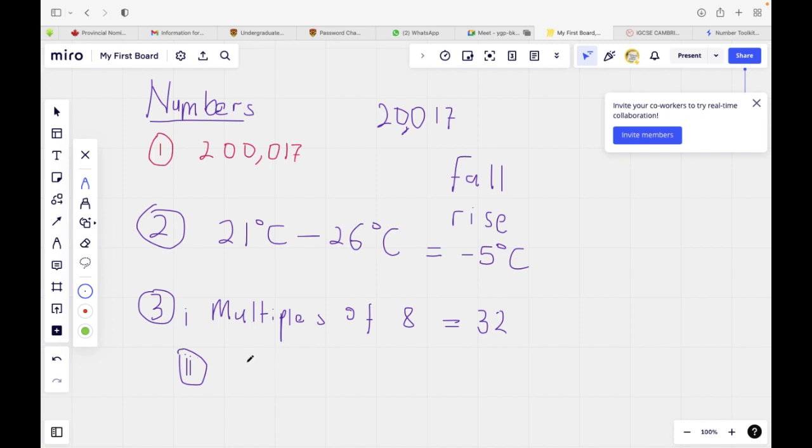So square numbers, from the list of numbers we have, 36. Why? 36 is a square number because it means 6 squared. 6 squared means 6 times 6, 6 multiplied by 6, and that is equal to 36. So square numbers are numbers.